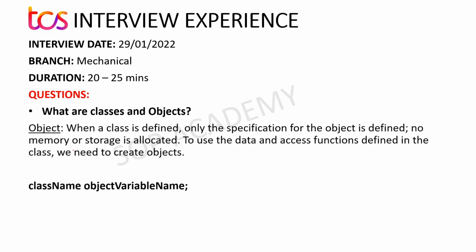Let us look at what is an object. So while we define the class, only the specifications for the object are defined. In reality, there is no memory or storage which is actually allocated when you define the class. So to actually use the data members and functions defined in the class, we need to create objects. So an object is just created so that you can use the data and member functions inside that class.